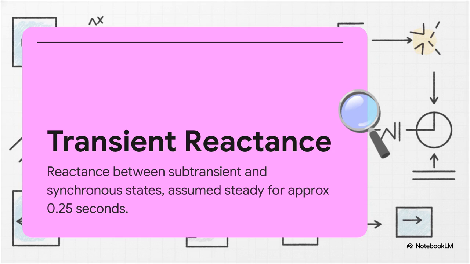Over the next fraction of a second, the internal magnetic fluxes in the machine actually start to shift. The effect of the damper windings decays, and the machine enters the transient stage. Now the impedance begins to rise to what we call the transient reactance, or X'D. During this window, which lasts for about a quarter of a second, that crazy initial fault current continuously decreases.